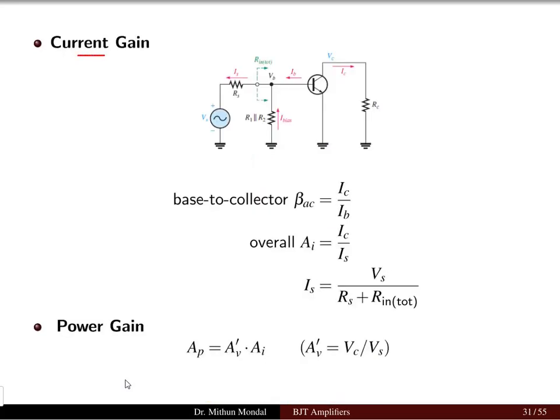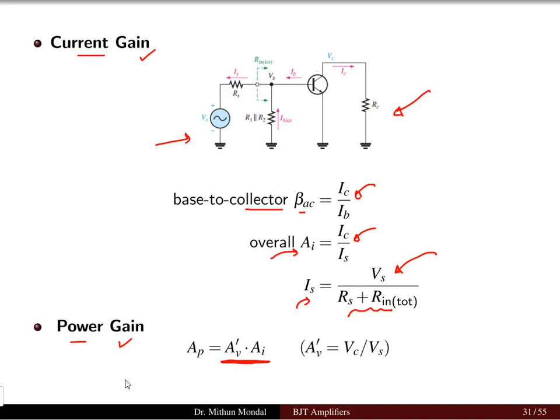Now if you want to obtain the current gain or the power gain for this configuration, we can easily obtain it from the circuit. To obtain the current gain, we need the base to collector current gain, which is equal to collector current by base current, and the overall current gain is collector current by source current. From this circuit, the source current is equal to Vs by the total resistance of the source plus the input resistance.